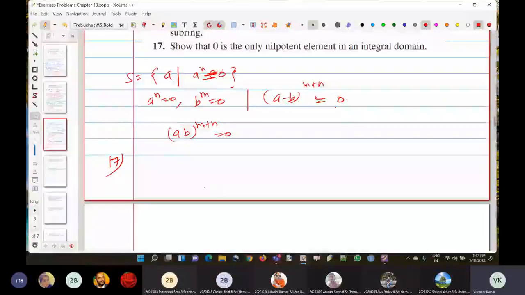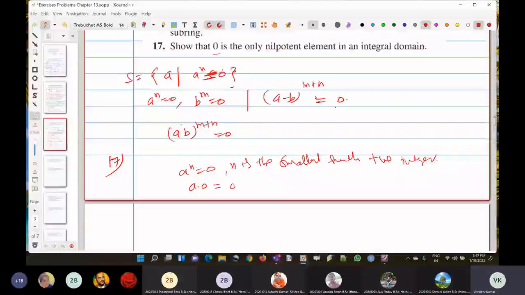So what we can say is that a to the power n equals 0 in any integral domain. We are talking about an integral domain, so we need to say that 0 is the only possible case here, and n is the smallest such positive integer, in case of a nilpotent element. So we can write a times 0 equals 0, and this is a to the power n, and we can write a times a to the power n minus 1.